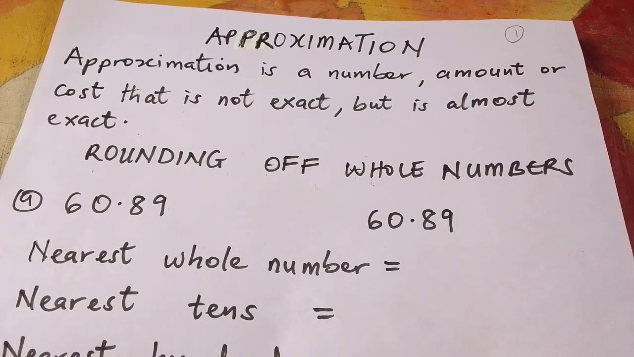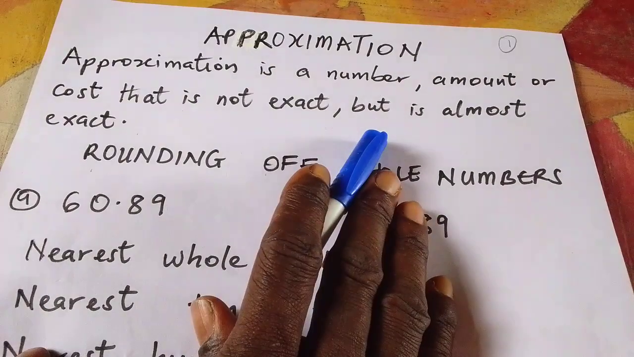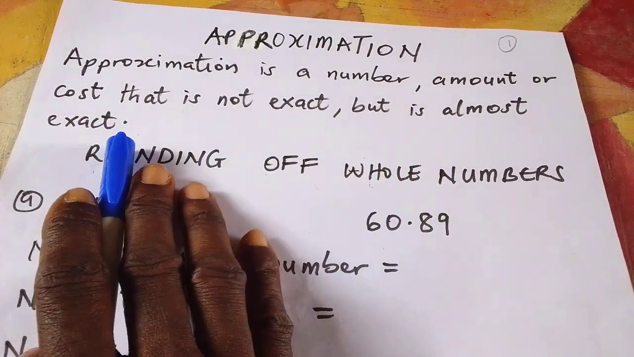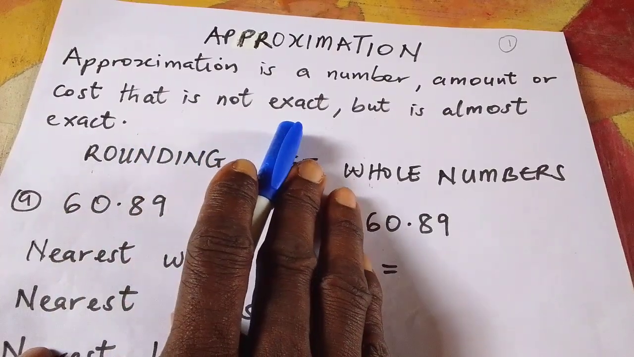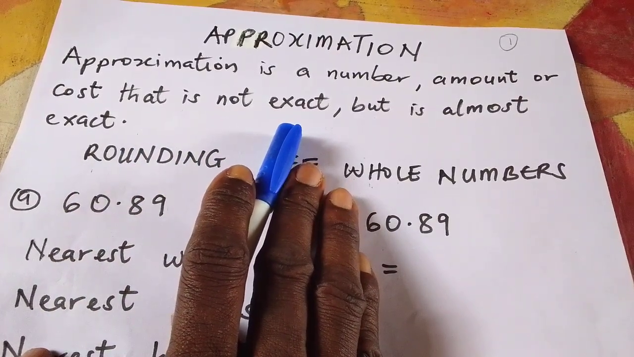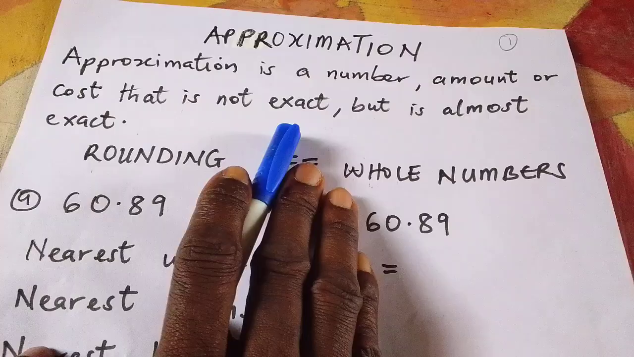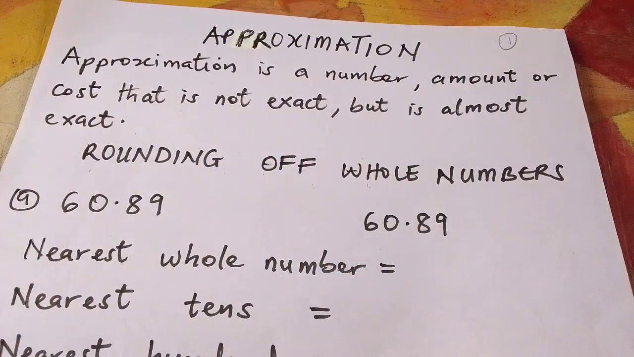Hello students, today we are looking at approximation. Approximation is a number, amount, or cost that is not exact but is almost exact. That means a number that is close to the real value. That is approximation. Now, how do we approximate? That is when we try rounding off numbers.